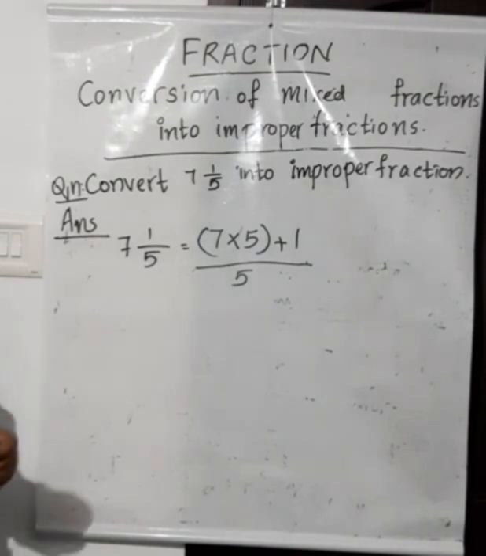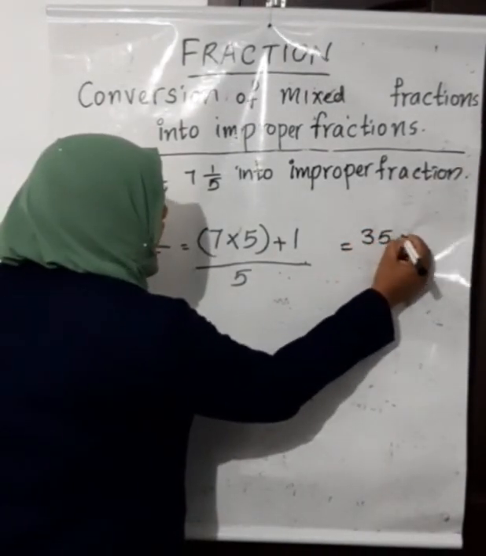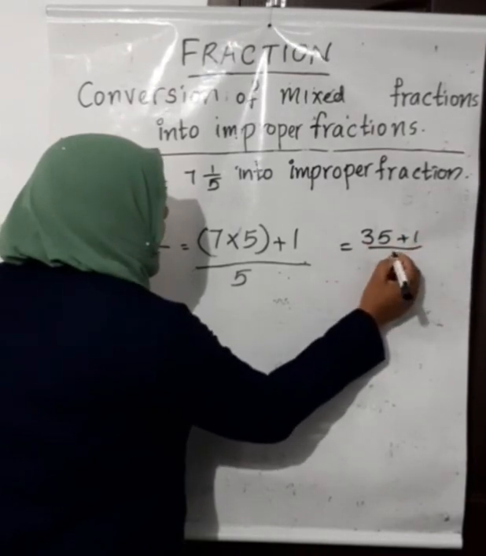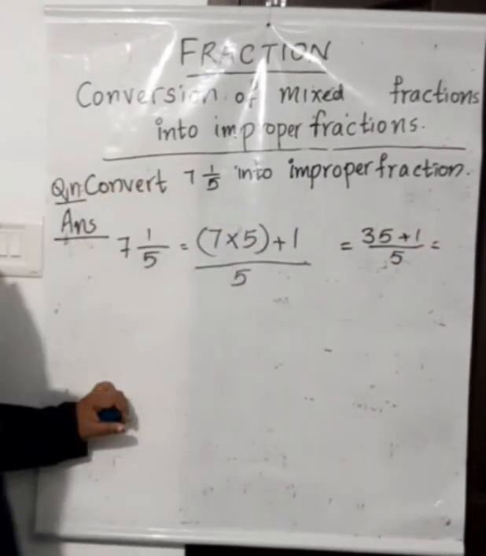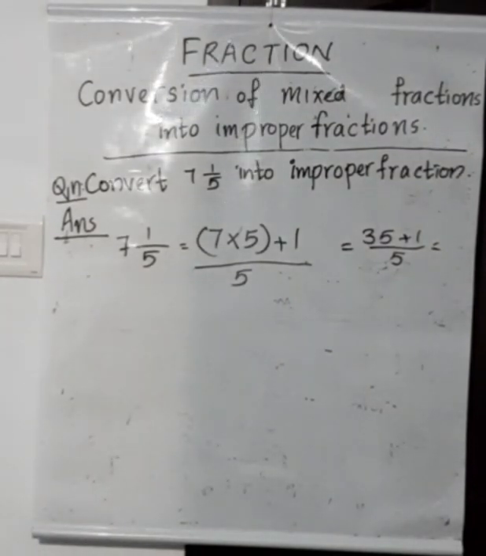So 7 into 5, 35. 35 plus 1/5. Plus, from where did you get 1? Yes, 1 was the numerator.